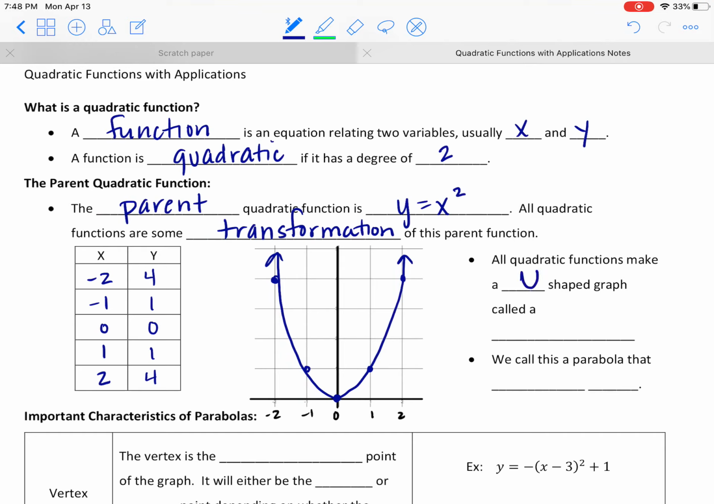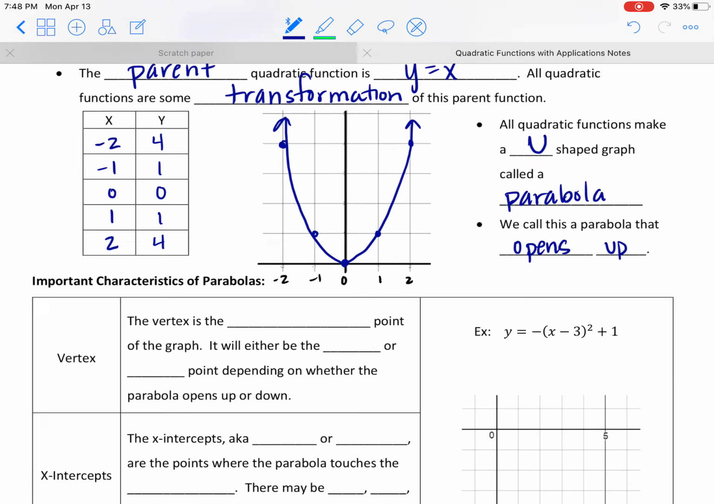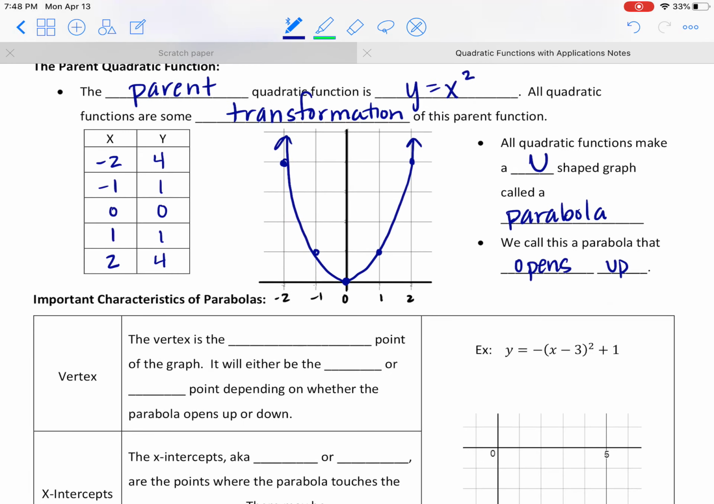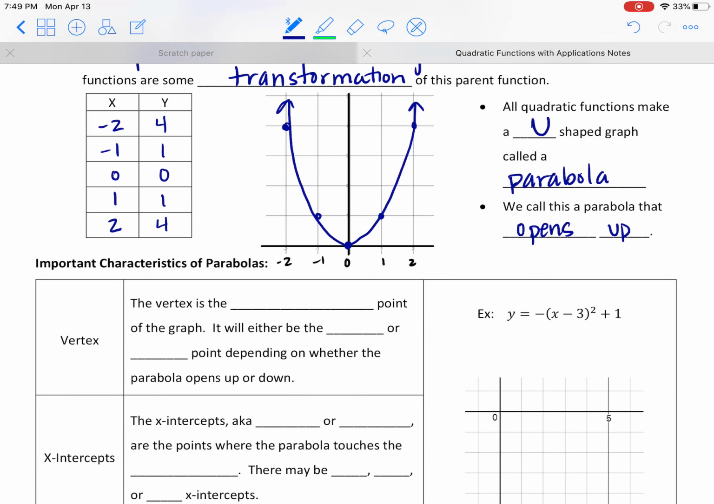All quadratic functions make this U-shaped graph that we call a parabola. To be specific here, we say that this parabola opens up, and that is from the origin. It's opening up; the branches go up instead of going down. If it was flipped over, then we'd say it's a parabola that opens down. Now, there are some features of a parabola that you should be able to identify.